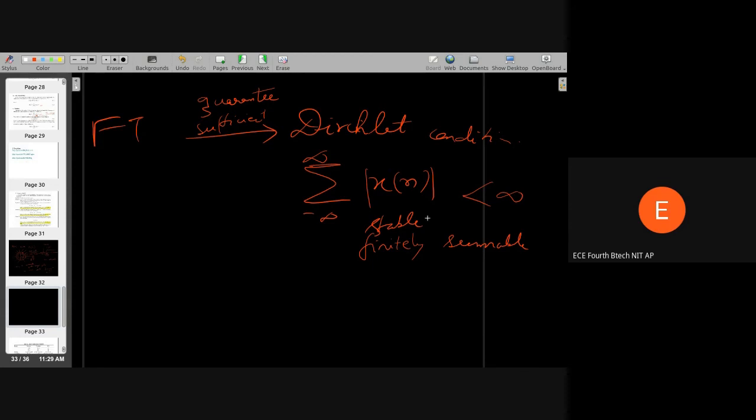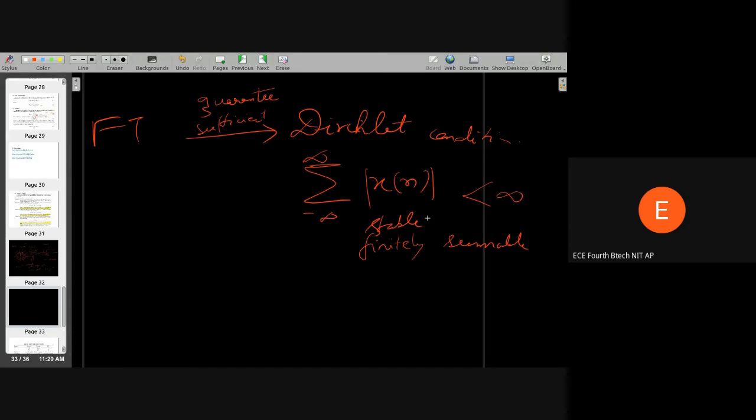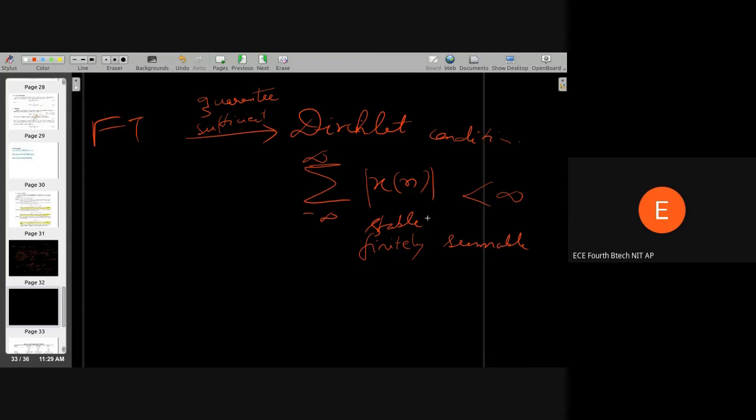Even if Dirichlet condition does not hold, of course, Fourier transform can exist. But if Dirichlet condition is satisfied, it is guaranteed. That means it is a sufficient condition. It is not a necessary condition. It's just sufficient. If the Dirichlet condition is being followed by the signal, then Fourier transform is guaranteed.